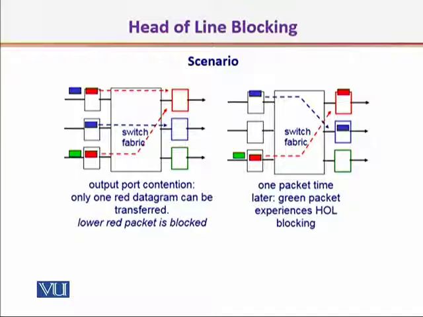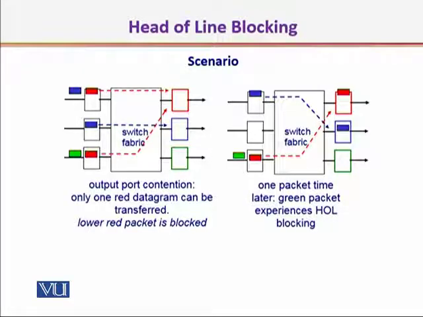The topmost left side port contains a red packet, and the lowermost port again contains another red packet. Both of these are destined for the same output port. When the switching fabric is slow, it could only process one of these at a time. Let's say the switching fabric chooses the red packet in the top left queue.